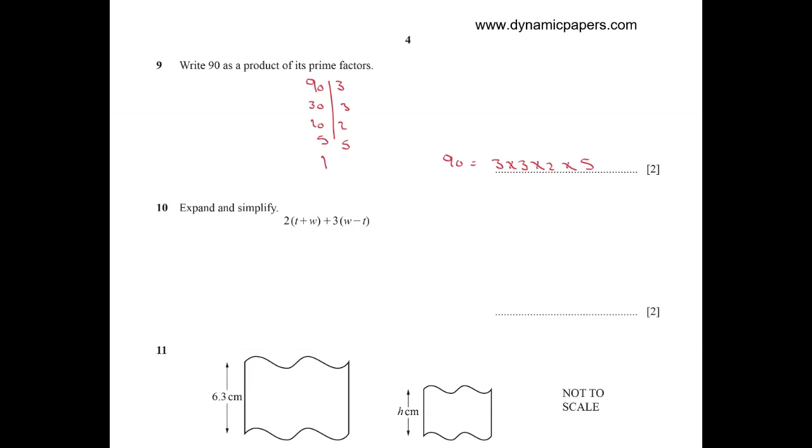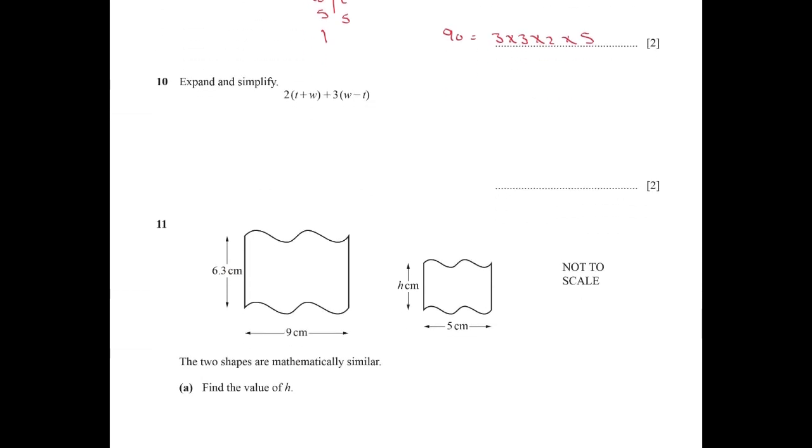Question 10. Expand and simplify. We have to expand this bracket. 2 times t is equal to 2t plus 2w plus 3w minus 3t. Now we have to collect the like terms. 2w plus 3w is equal to 5w. 2t minus 3t is equal to negative t. 5w minus t.